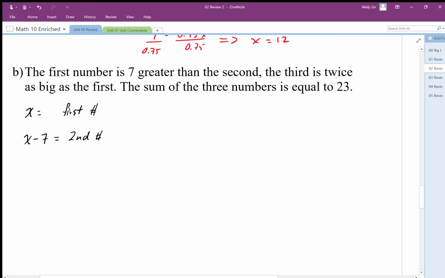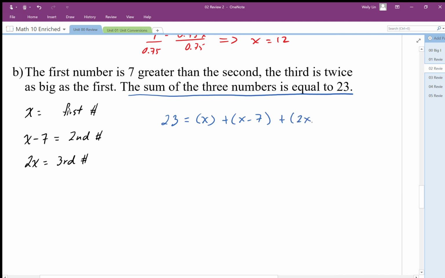The third is twice as big as the first, so if I take the first number and double it, I get the third number. Now I have my variable set, with only one variable, so I just need to set up an equation using this statement: the sum of the three numbers is equal to 23. Well, 23 is equal to x plus x minus 7 plus 2x.